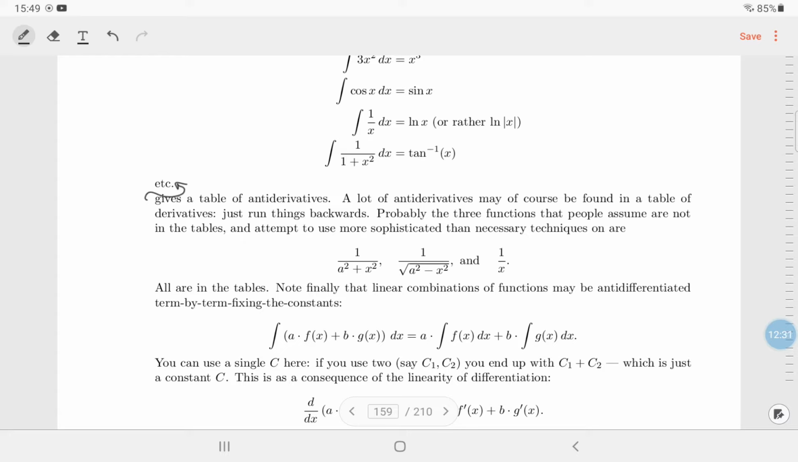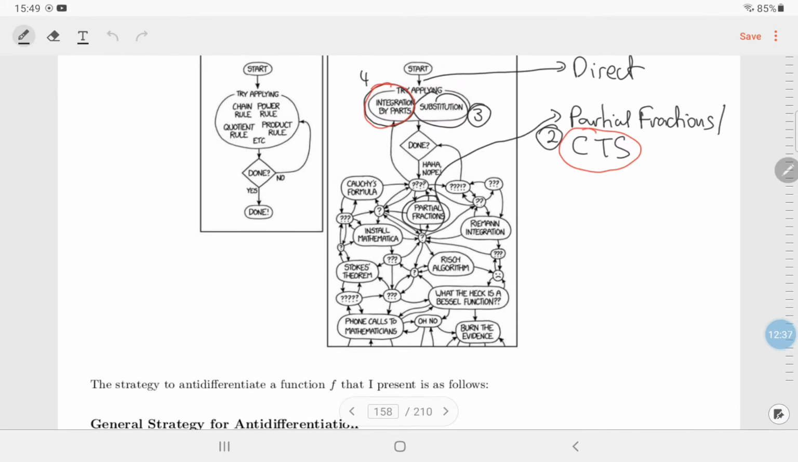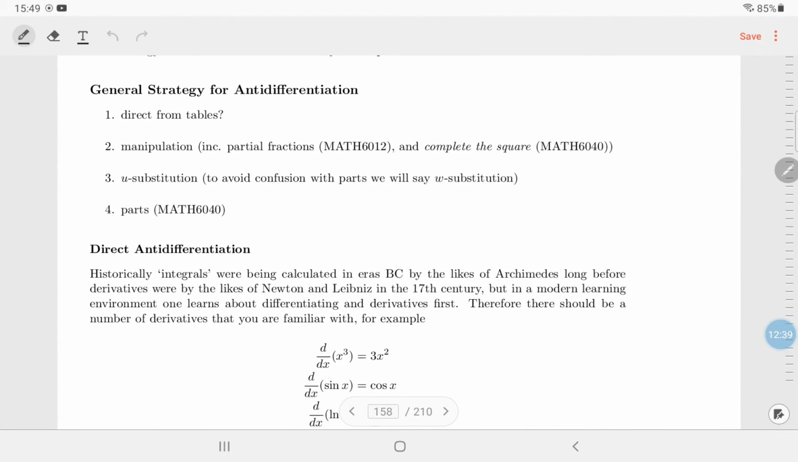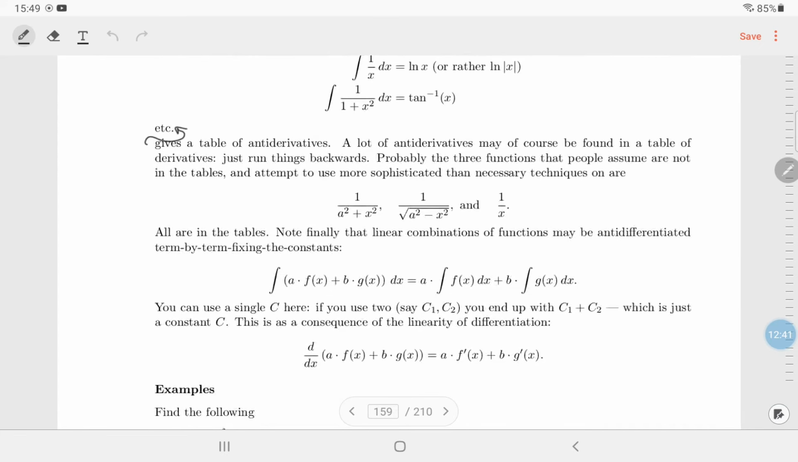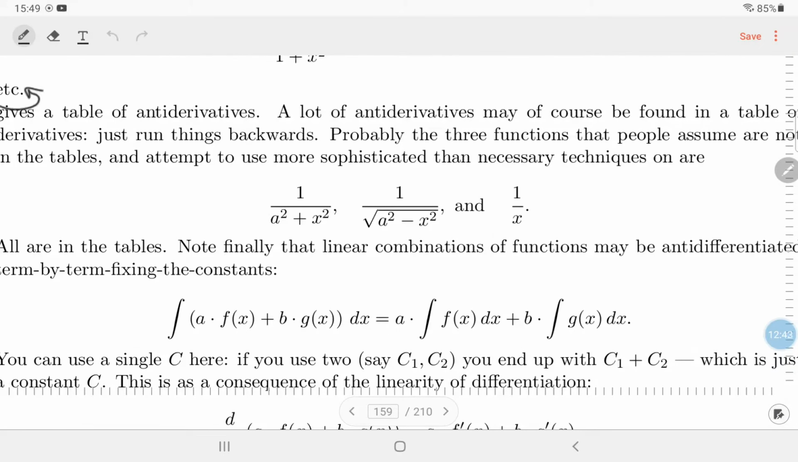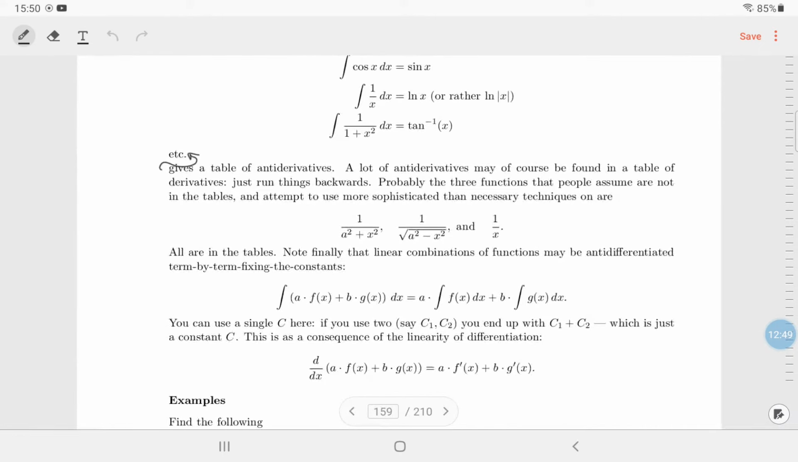Now the 3 functions that people assume are not in the tables, and attempt to use more sophisticated than necessary techniques, so they'll usually try manipulation or substitution, are these 3. So keep an eye out for these 3. They are in the tables. The first one is an inverse tan, the second is an inverse sine, and the third one is log of x. All of them are in the tables.